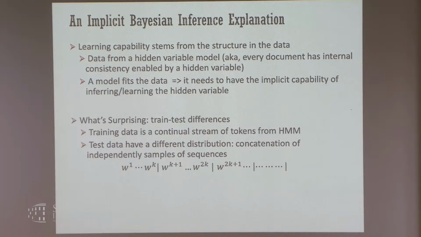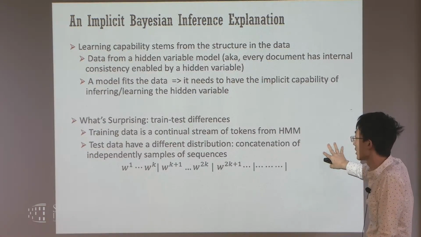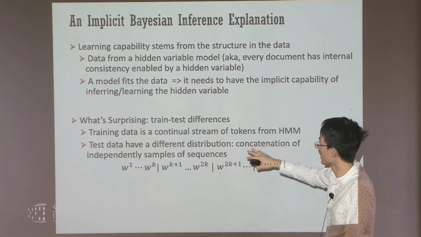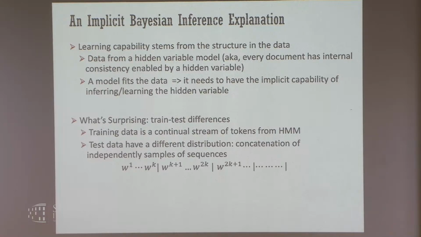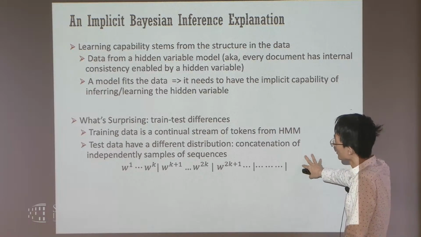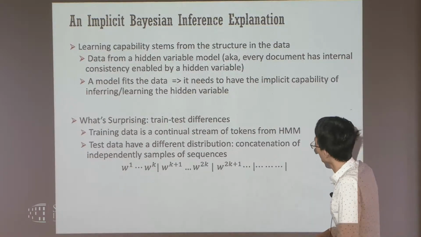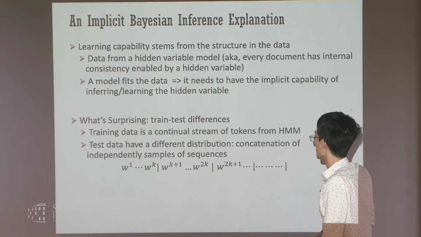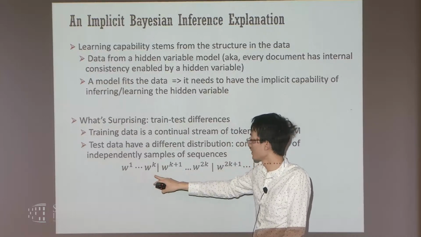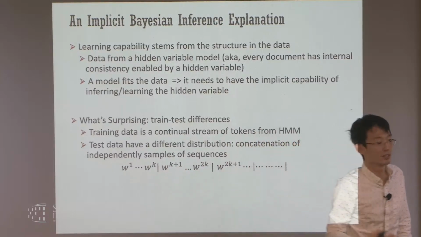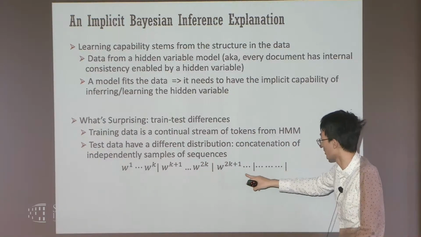In the context of that paper, this is almost a trivial statement. The surprising thing here is that there's still a train-test difference. The training data is a continuous stream of tokens from the HMM; you just keep generating tokens from the same HMM. That's how the document is generated. But when you have a test, you are in this in-context learning case where you have multiple exemplars. The way we formalize that, which is pretty natural in this context, is that you are running the HMM with a reset. This is one example, and then you reset. You say, I'm going to do another independent example. I reset my hidden state in the HMM, generate another example, and then reset and generate another example, and so on and so forth.